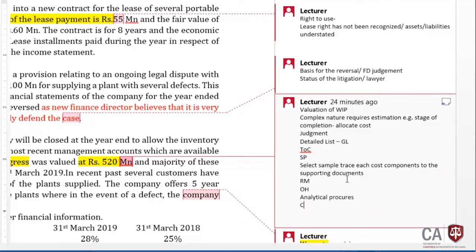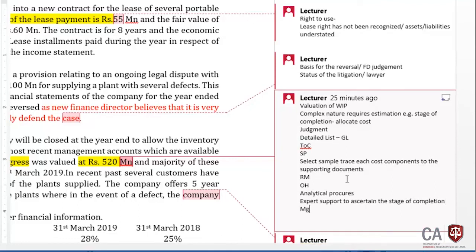And do not forget, the auditor can maybe get expert support to ascertain the stage of completion, right. And like I discussed, you can also get a management representation supporting this evidence. So, like that you can write that answer, right. I have given a lot of points on that as well.